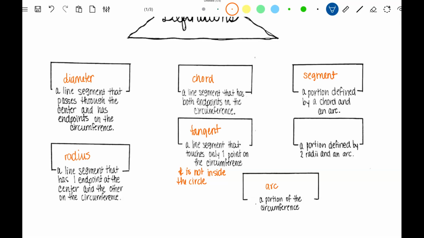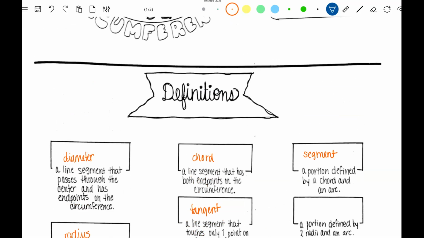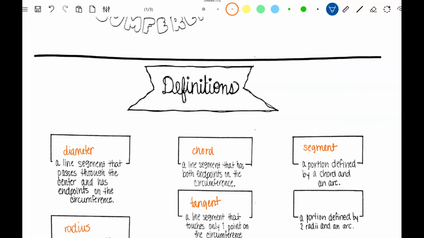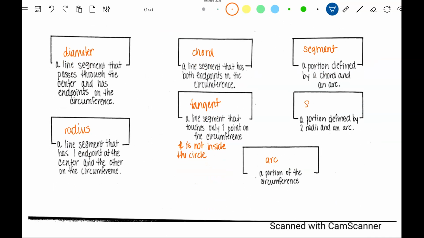And a portion defined by 2 radii and an arc, kind of like a piece of pie, is called a sector.